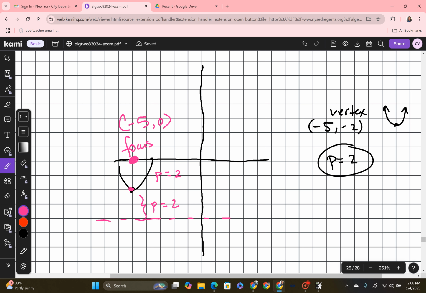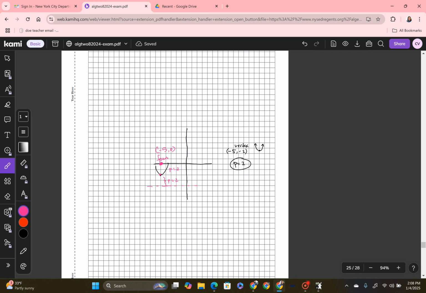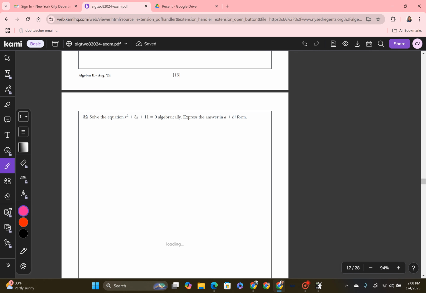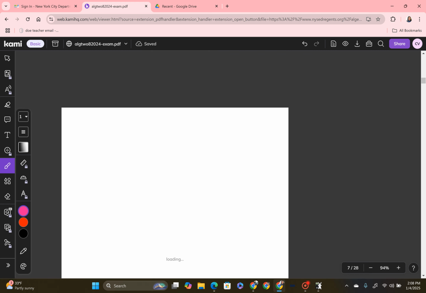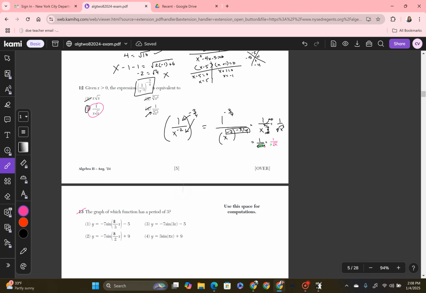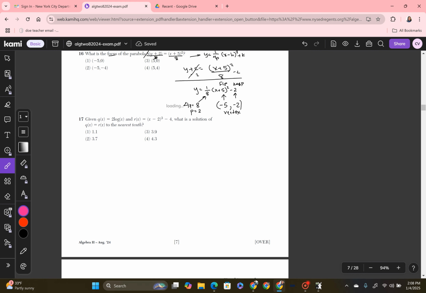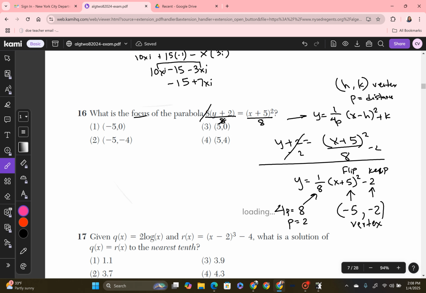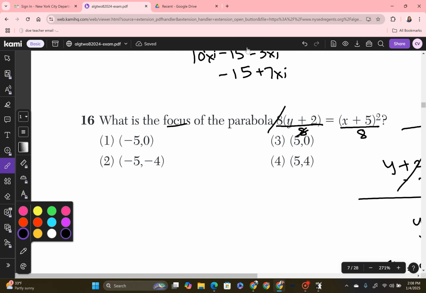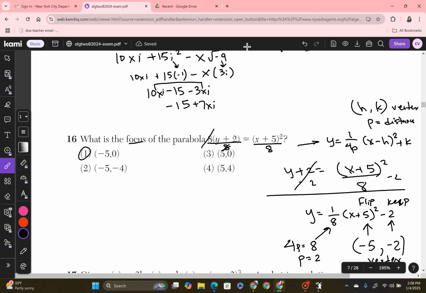If I scroll back up to the top, let's see if that answer is there. It would be really bad if it's not. But negative 5, 0 is our answer, and boom, there it is, right? Negative 5, 0 is our answer for that. And I'm going to just write C, graph paper.